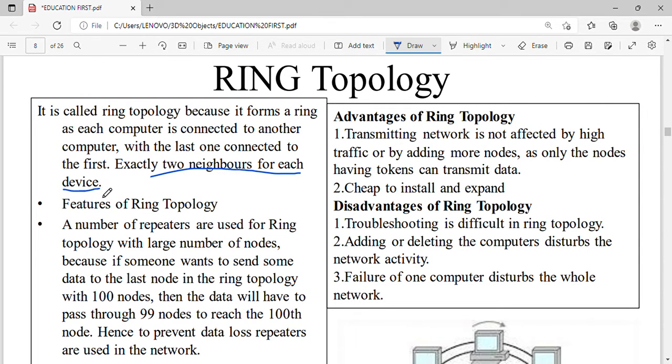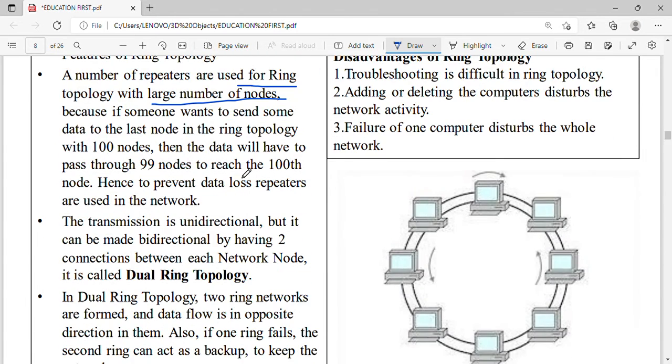Features of ring topology: a number of repeaters are used in ring topology. Repeaters are used because the topology can have a large number of nodes. If someone wants to send data to the last node in a ring topology with 100 nodes, the data will have to pass through 99 nodes to reach the 100th node. Hence, repeaters are used in the network to prevent data loss.